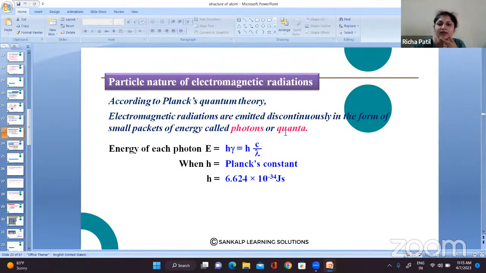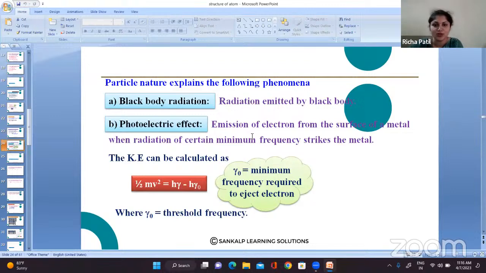Planck gave a formula, E is equal to h nu, where nu can be replaced by c by lambda, since c is equal to nu into lambda. By substituting the value of nu, you get E is equal to h c by lambda. So what is Planck's constant? Planck's constant is 6.624 into 10 raised to minus 34 joule second.